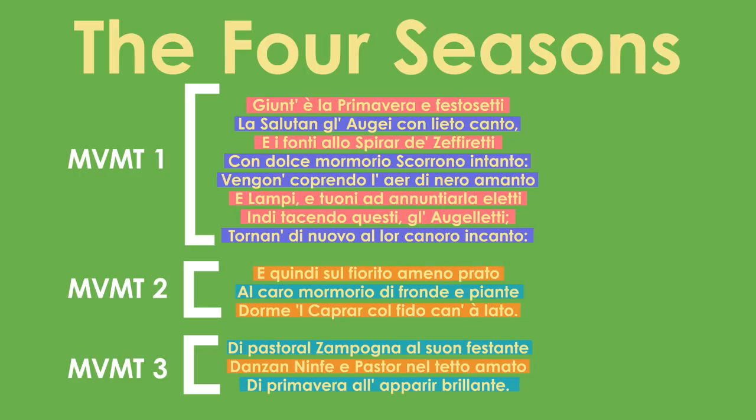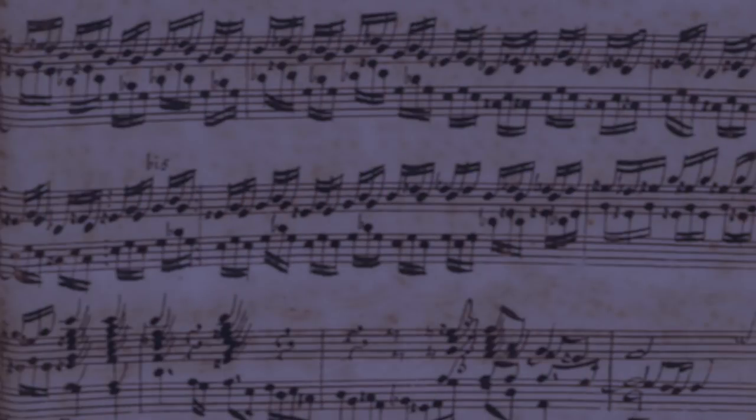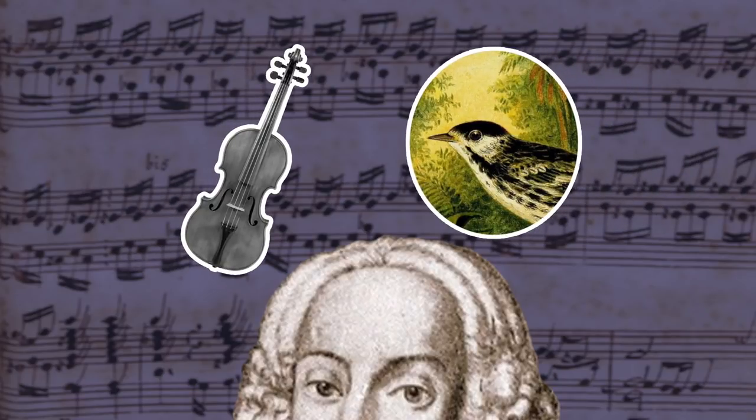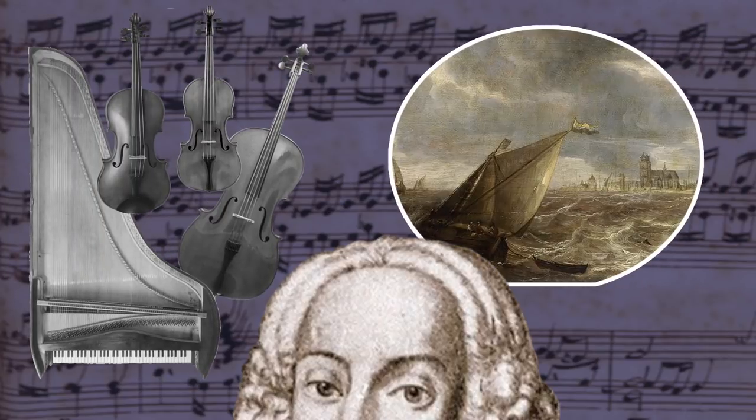with dancing and bagpipes. Not only does Vivaldi print the sonnets alongside the music, but he actually references them in the score, which we'll see later. This is one of the most important things about Vivaldi's Four Seasons. He's trying to tell a story with the music. He's trying to make the violin sound like a bird singing. He's trying to make the ensemble sound like a thunderstorm.